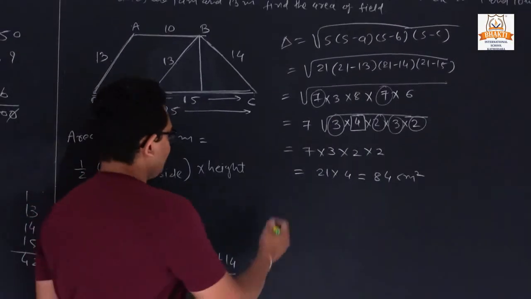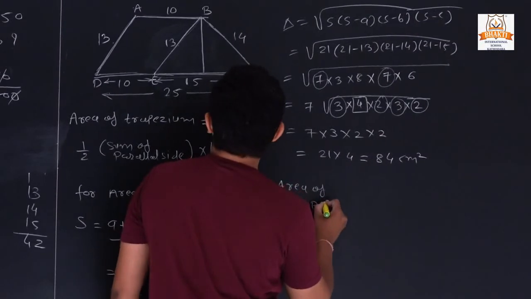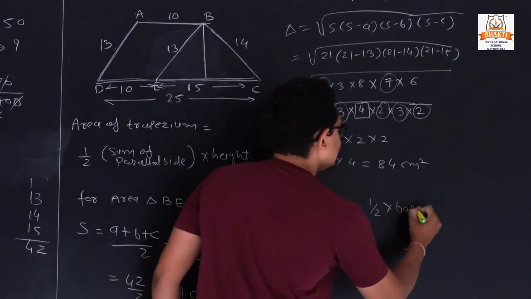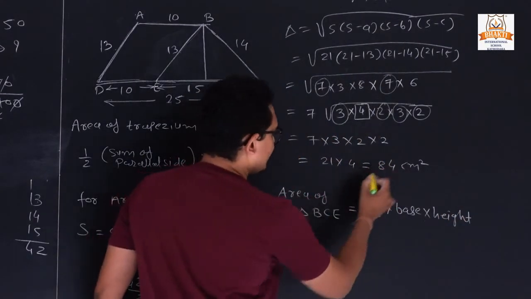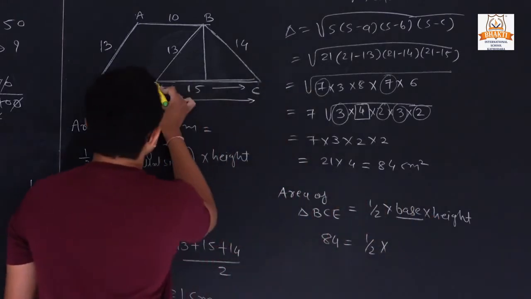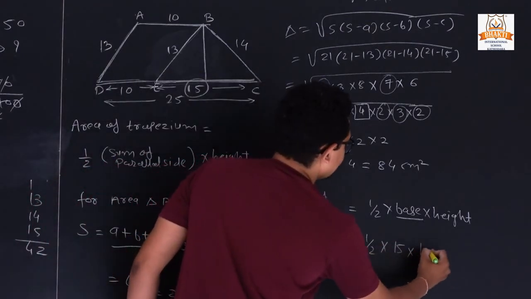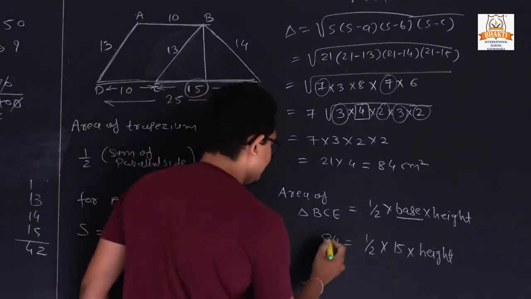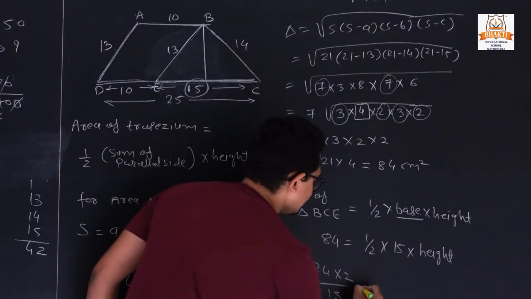Now we use that formula. Area of triangle BCE is equal to 1 by 2 base into height. So the area we have is 84, and 1 by 2 as usual. What is the base? The base is given as 15, and the height is what we want to find out. So this 2 goes to the other side. So 84 into 2, and this goes to the other side.